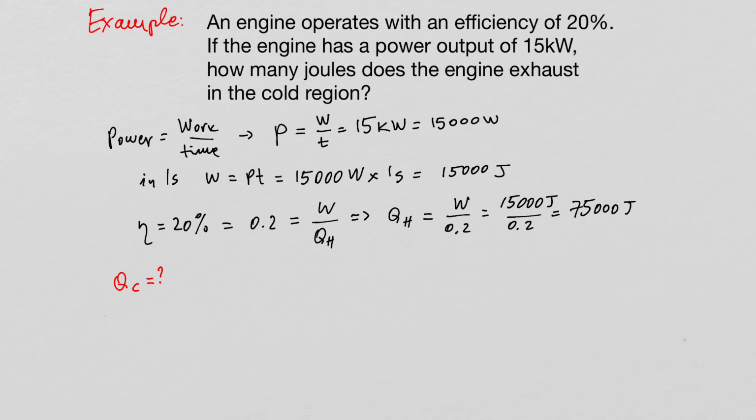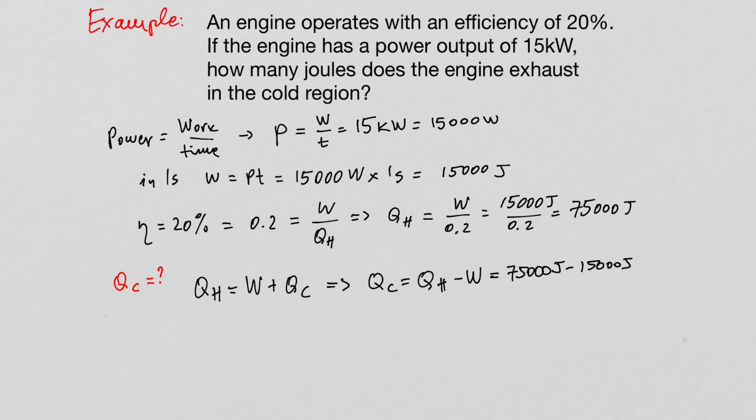And that was that QH is equal to W plus QC. So from here, QC will be equal to QH minus W. So that is 75,000 joules minus 15,000 joules, and that is equal to 60,000 joules.